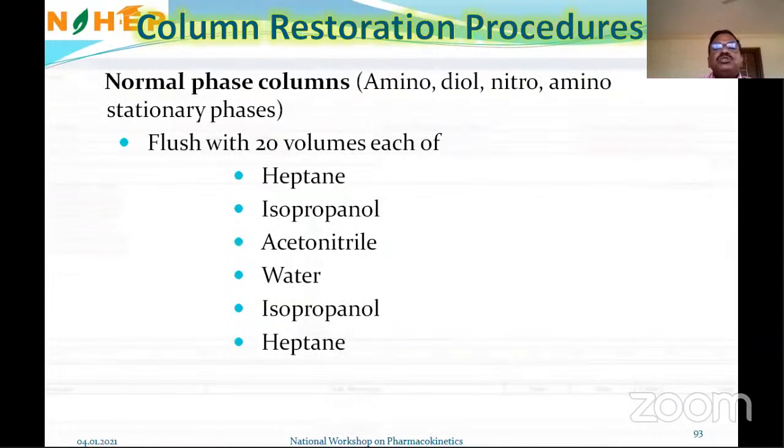Whereas for the column restoration procedure for normal phase columns, we can flush with 20 volumes of these solvents in a sequence. First heptane, then isopropanol, then acetonitrile, then water, isopropanol, and lastly heptane. So if you flush it like that, the column will be restored.